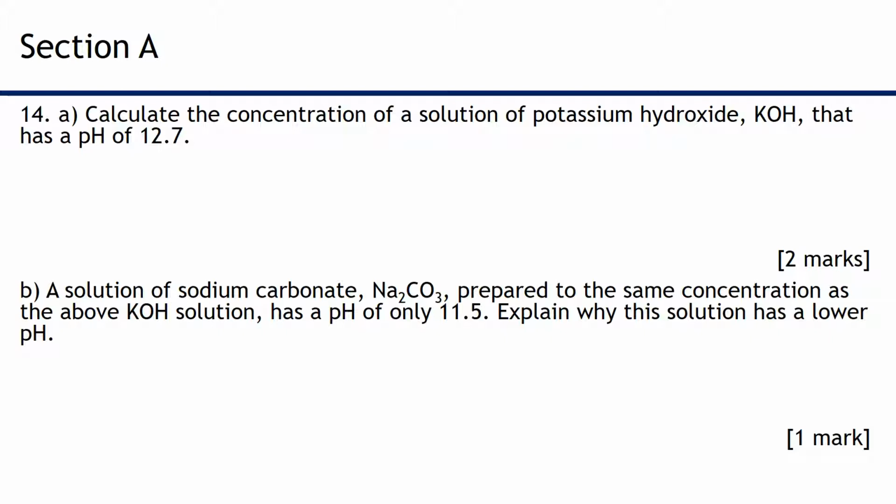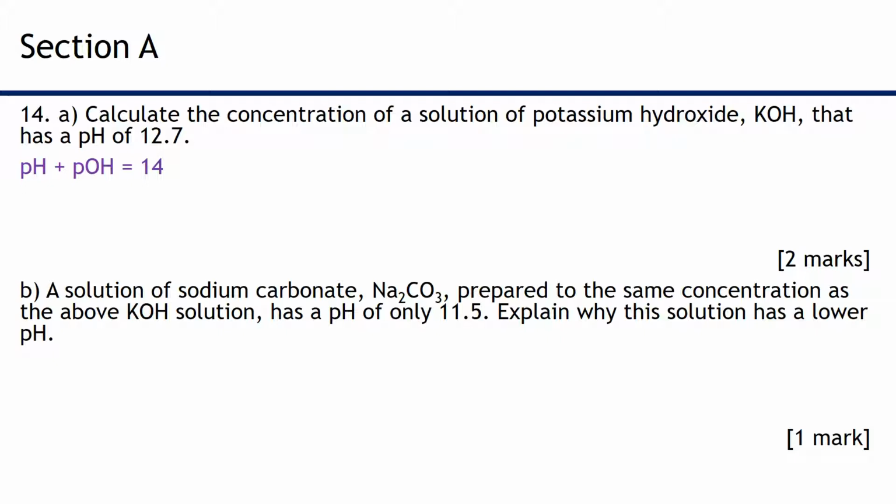Question 14, part A. You're asked to calculate the concentration of a solution of potassium hydroxide, KOH, that has a pH of 12.7. So this question relies on you remembering that pH plus pOH equals 14. This is potassium hydroxide. It is a base. We are trying to find the concentration of this, but in doing so we're finding the concentration of the hydroxide ions, not the hydronium ions.